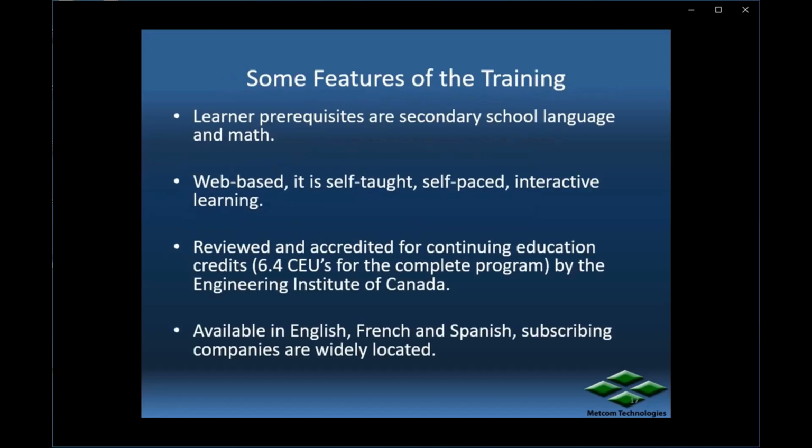Some features of the training. Learner prerequisites are secondary school language and math. It is web-based, self-taught, self-paced, and interactive. The training has been reviewed and accredited for continuing education credits. 6.4 CEUs for the complete program are granted by the Engineering Institute of Canada upon completion. And it's available in English, French, and Spanish, and subscribing companies are widely located.